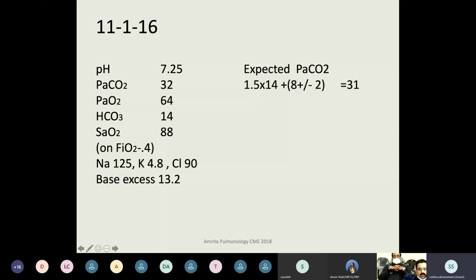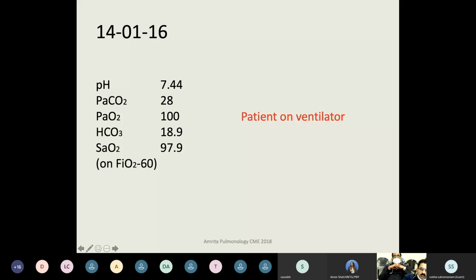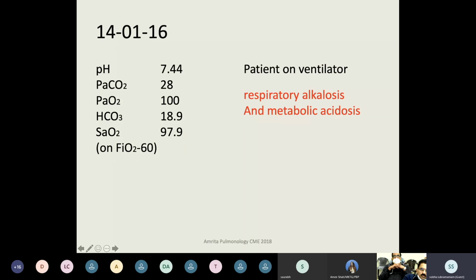So this is pure uncompensated severe metabolic acidosis. Now, next will be what is the anion gap? Anyway, the patient was put on the ventilator. She improved. pH became 7.44. PaO2 improved with an FiO2 of 60.